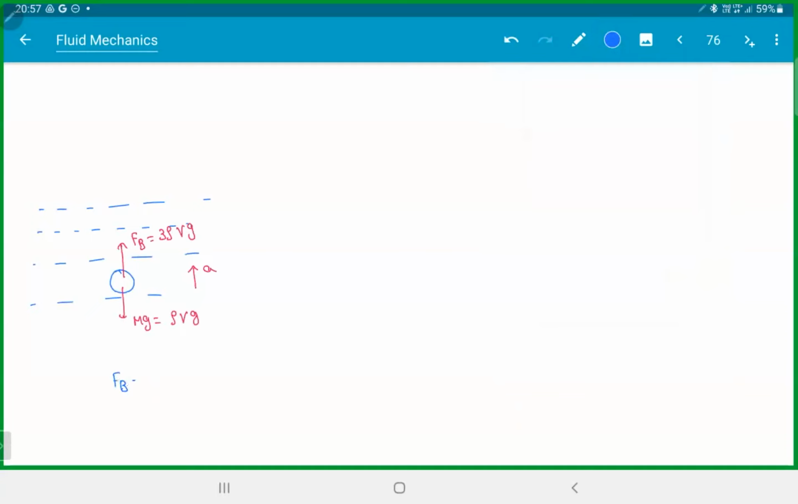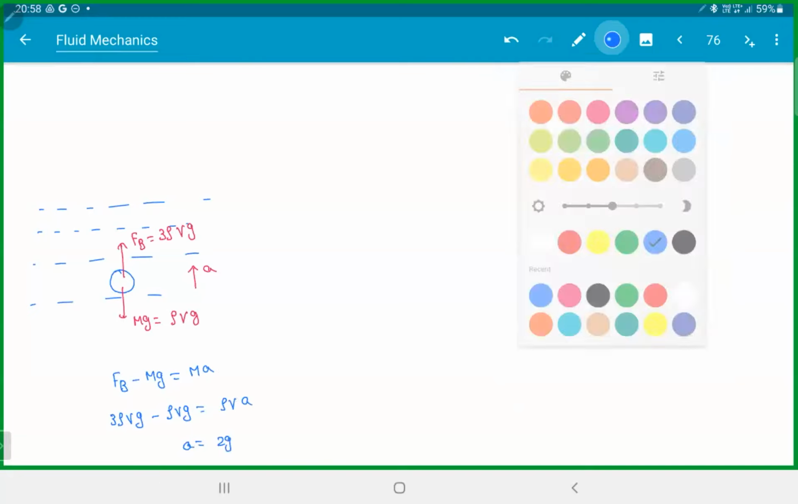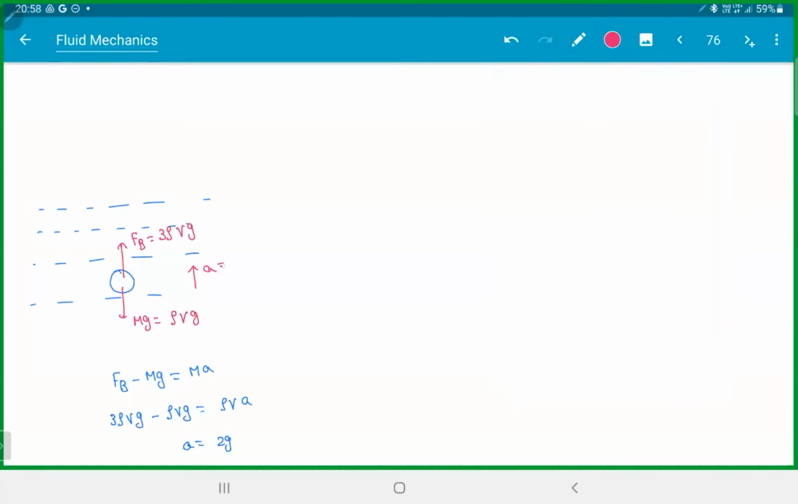So the acceleration will actually be upward. Fb minus mg is equal to ma. 3 rho V g minus rho V g is equal to rho V times acceleration. So we get acceleration equal to 2g. Means what? Once you enter the liquid, the ball will feel as if it is decelerating with 2g, isn't it?